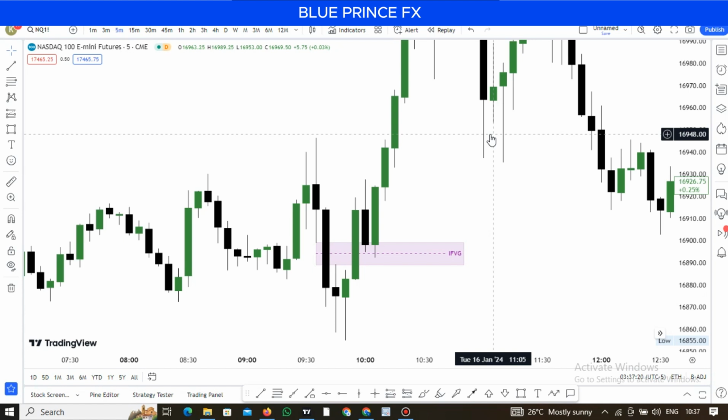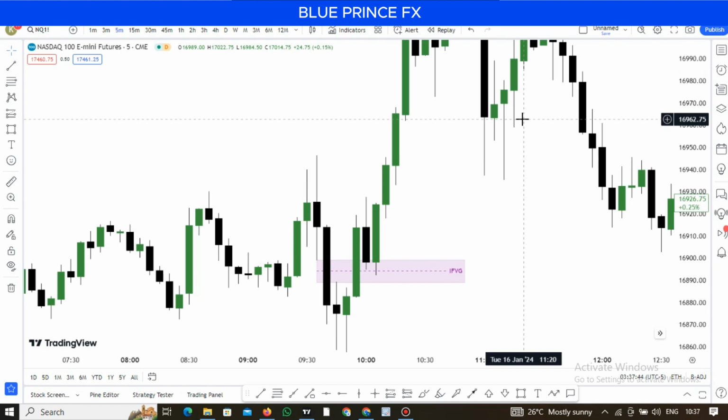Like always, we will first look at the theory part and then hop into the chart and look at a few examples. But before we start, we cannot talk about inversions without first mentioning fair value gaps. So let's briefly discuss fair value gaps. To start with, what is a fair value gap?